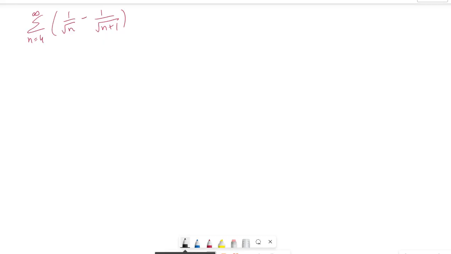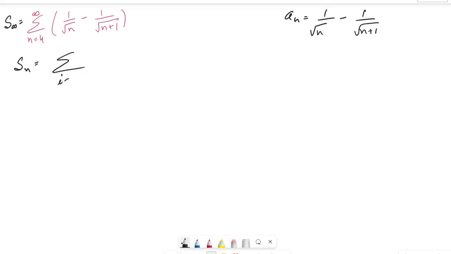Here we have another example. a_n here, the general term, is 1/root n minus 1/root (n+1). We need to find the sum up to infinity for this. What's the nth sum? The nth sum means we have to go up to n. Because we have to go up to n, we just change the index so we don't get confused: 1/root i minus 1/root (i+1). Let's expand this. Notice this is from 4.